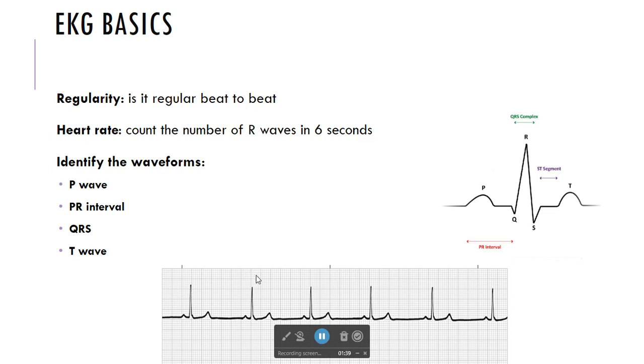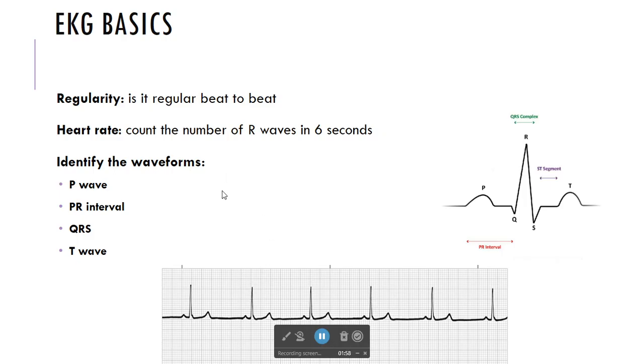So we have 1, 2, 3, 4, 5. We do not count this last one because it is outside the hash mark. So we have a heart rate in the 50s, somewhere between 50 and 59. So you can count and then multiply by 10, or you can just count by tens.